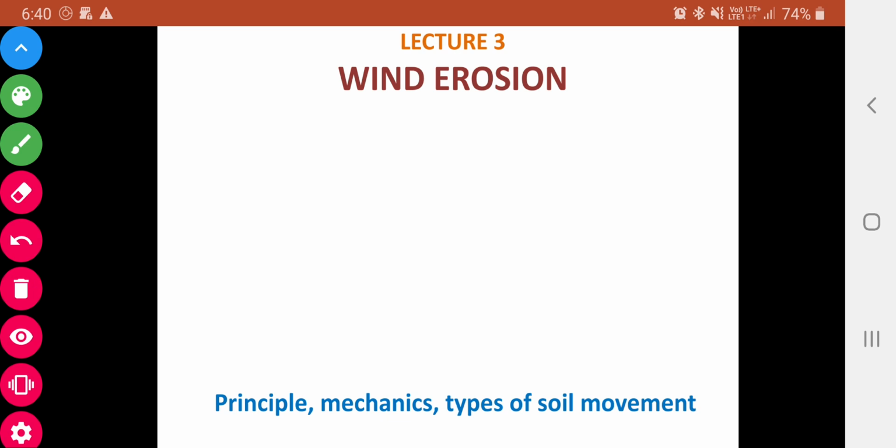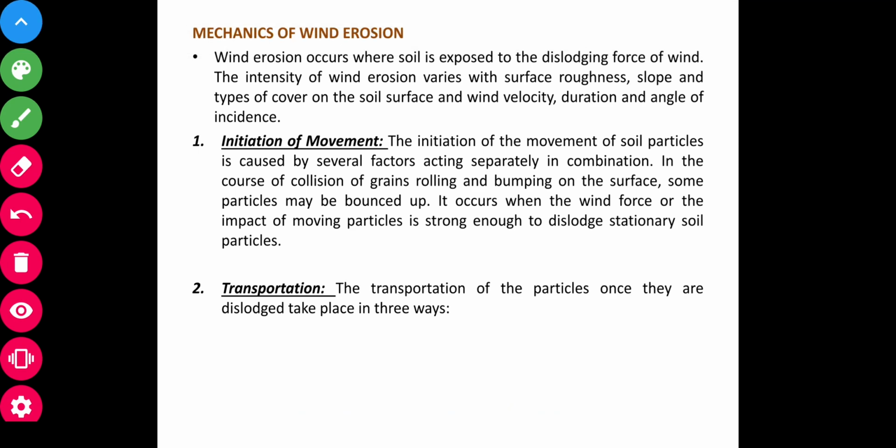Now, mechanics of wind erosion. Here you can see wind erosion occurs where soil is exposed to the dislodging force of wind. The intensity of wind erosion varies with soil roughness, slope, and types of cover on the soil surface, and wind velocity, duration, and angle of incidence.